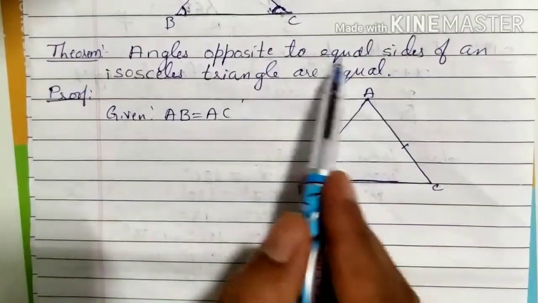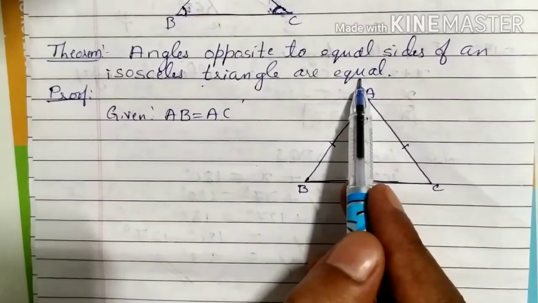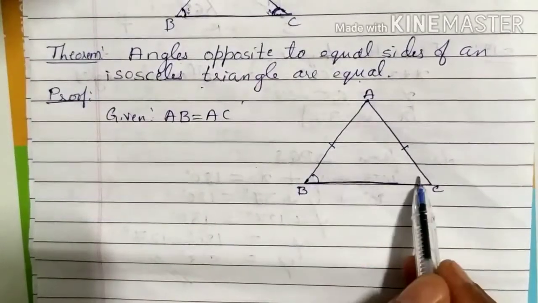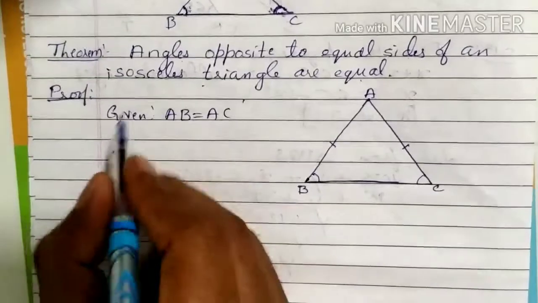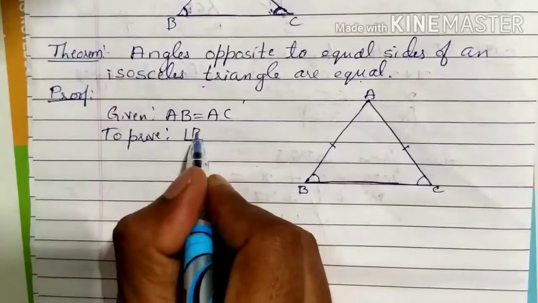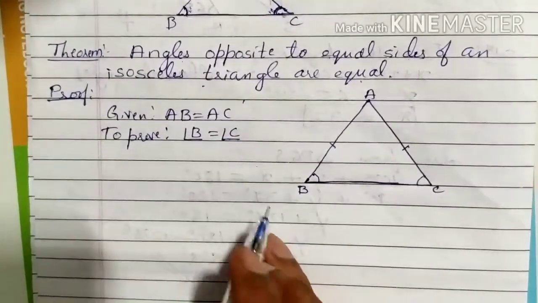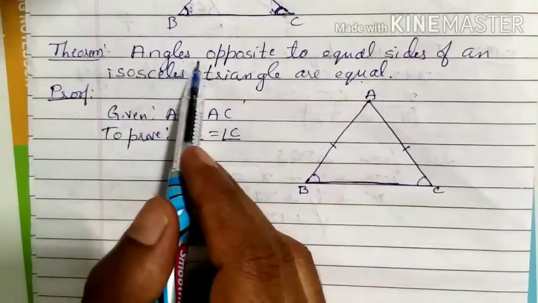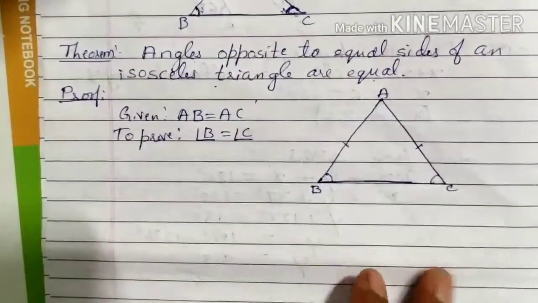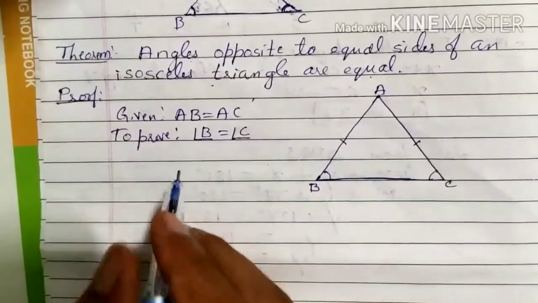What we have to prove? Angles opposite to those equal sides of an isosceles triangle are equal. We have to prove that these two angles are equal, that is, to prove angle B is equal to angle C. That is the statement of the theorem. Okay, let us see the proof.